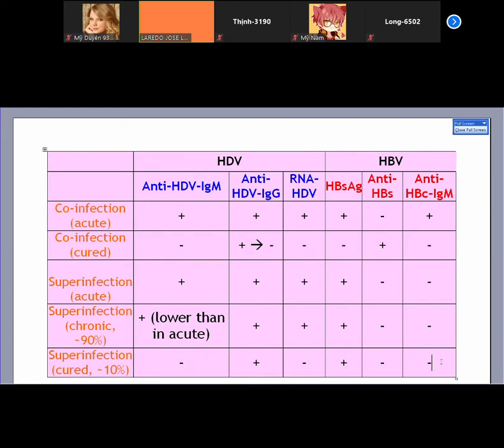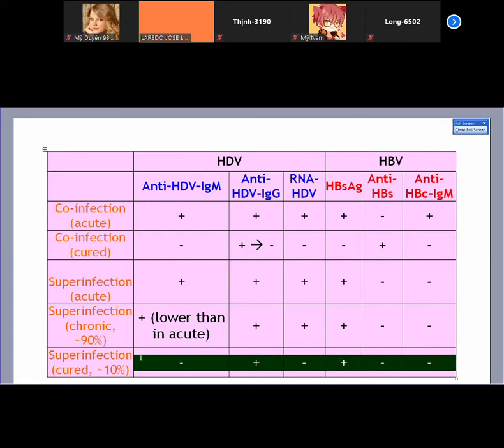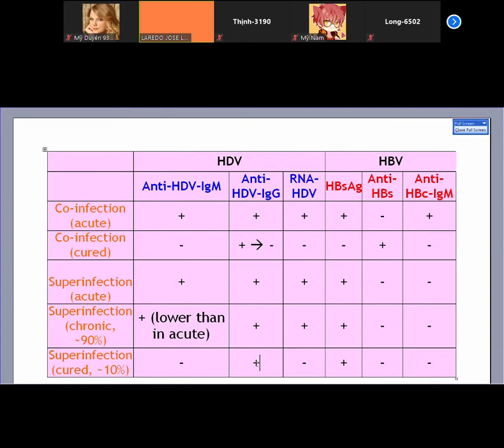So this is the profile of a patient cured from hepatitis D virus after superinfection. Just to tell you that this IgG may decrease or even disappear, the same as in this case.